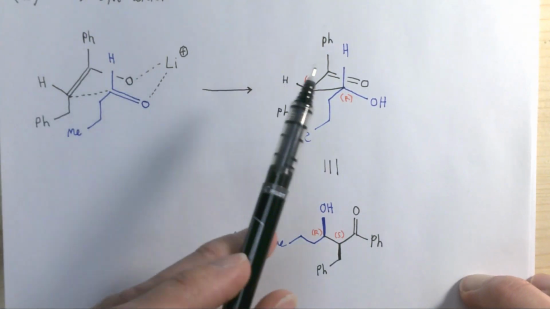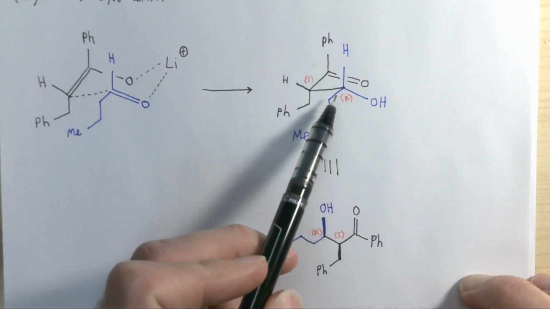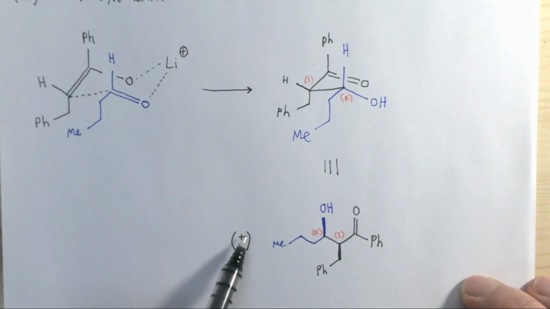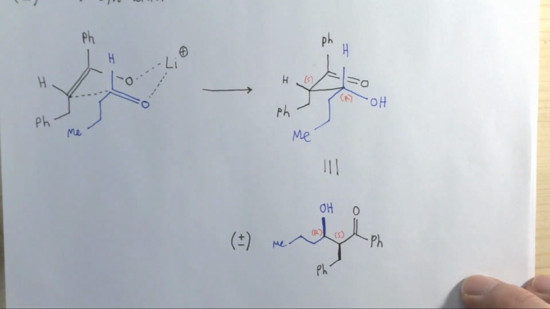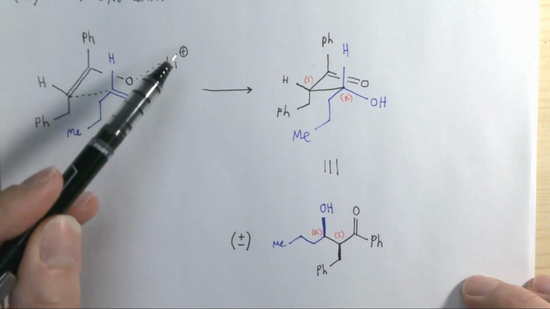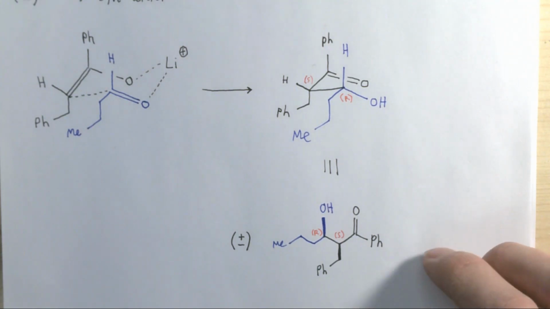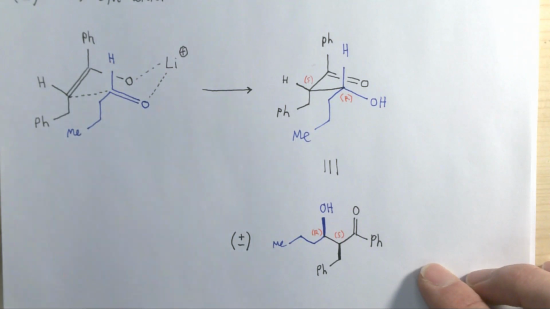And then when we unravel that to the product and then translate that into a more standard drawing, we got this syn-aldol product. But I want to remind you that we're getting the racemic product here. And that's because there's really nothing in this transition state that would cause the enantiomeric transition state to be at a different energy. What does that mean? Let's take a look.